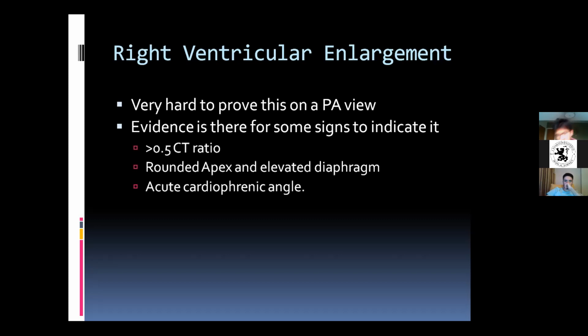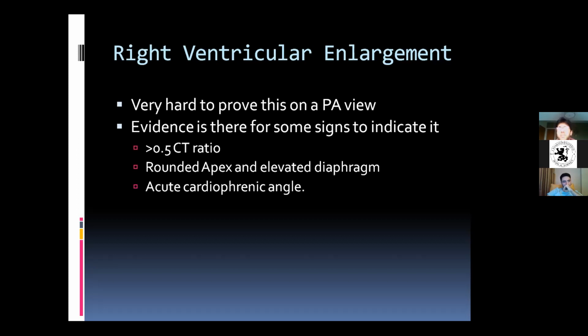So a couple of the evidence is that you'd have to have a higher than 50% cardiothoracic ratio, which would indicate cardiomegaly, and that's usually something that right ventricular enlargement would cause. There's another thing called rounded apex and elevated diaphragm. I don't buy that easily because it's not really specific for it. And there's also this acute cardiophrenic angle.